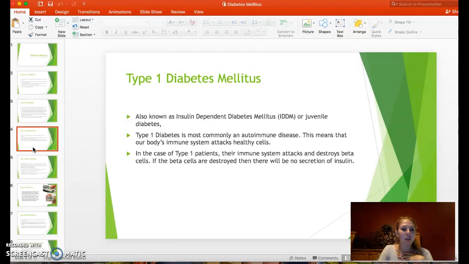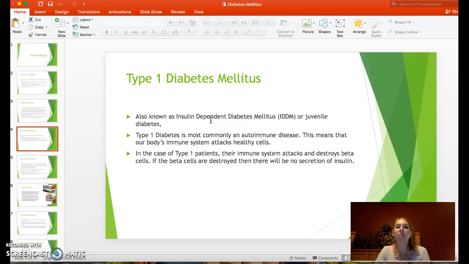So the first type of diabetes mellitus I'm going to talk about is type 1. This is also known as insulin-dependent diabetes mellitus or juvenile diabetes because it usually peaks at the age of 12, and you usually see the signs at a very young age. It's insulin-dependent because you're not producing any insulin at all, so you are going to need insulin therapy in order to live. Type 1 diabetes is most commonly an autoimmune disease.